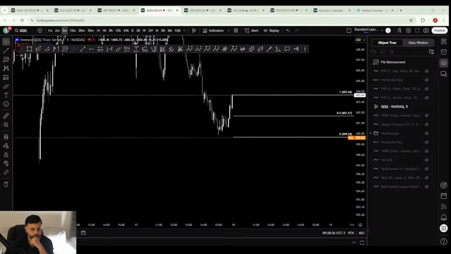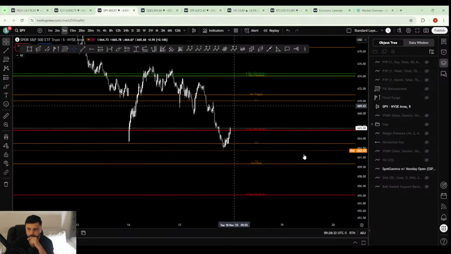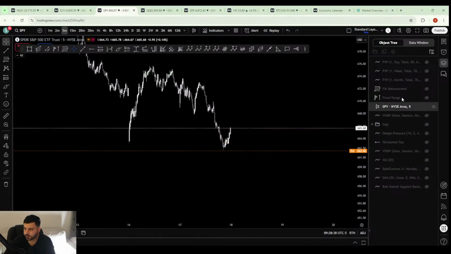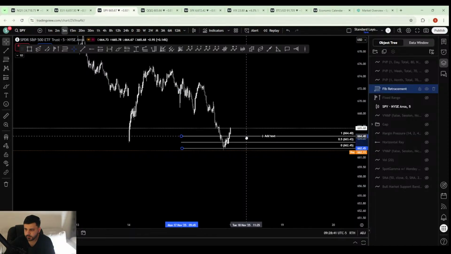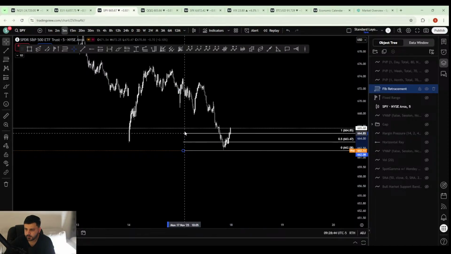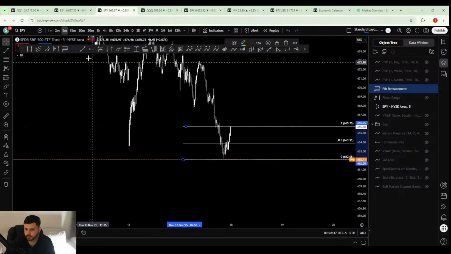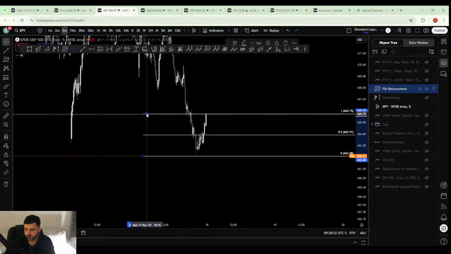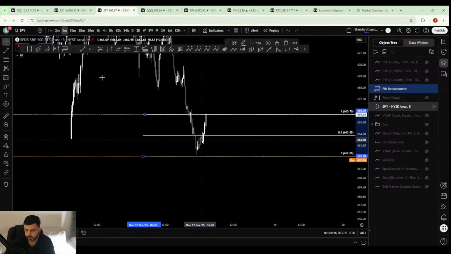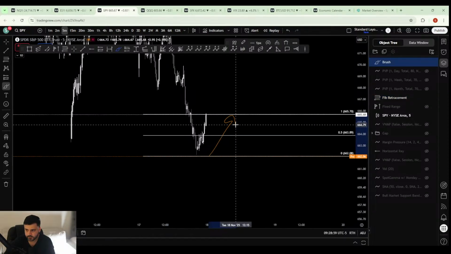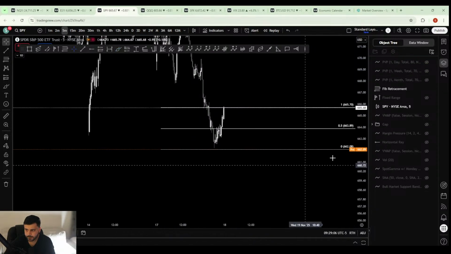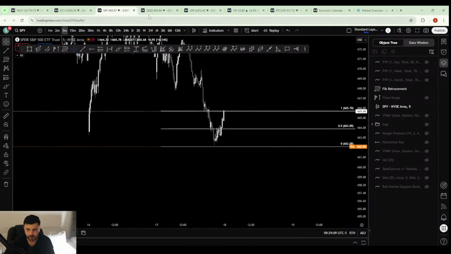A lot of shorts just got absorbed. SPY also has a gap as well. If we pull a fib from here to here, this is where we're opening. That was previous day close, so we do have this gap. So SPY may want to fill that gap before returning to lower prices. We do have a little bit of a gap on both indexes.